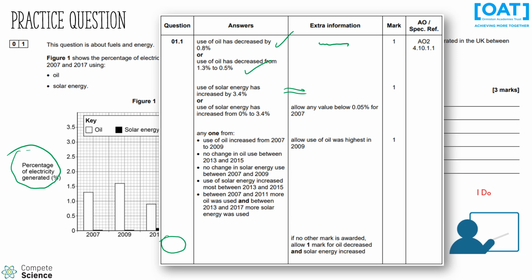So again, you can just go back on the video and look at how the changes in percentage of electricity between 2007 and 2017 of oil and solar energy, and look at using the data, the numbers that is shown on that figure to support your answer.